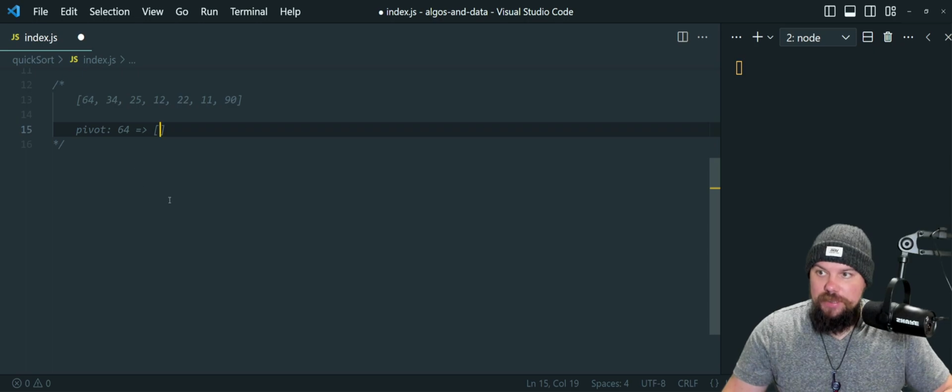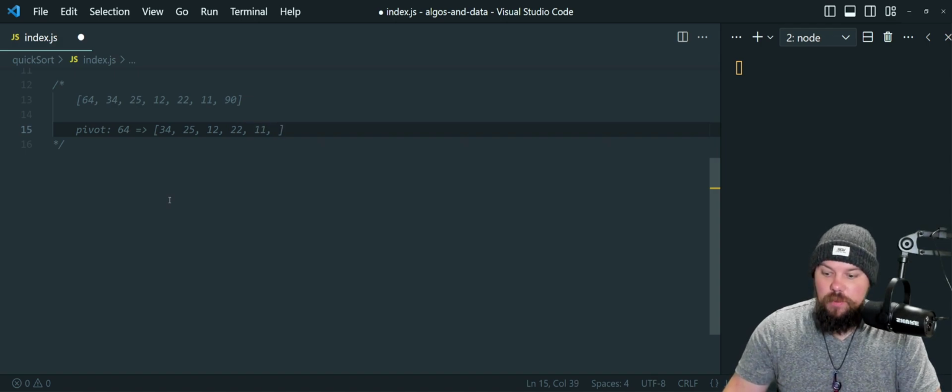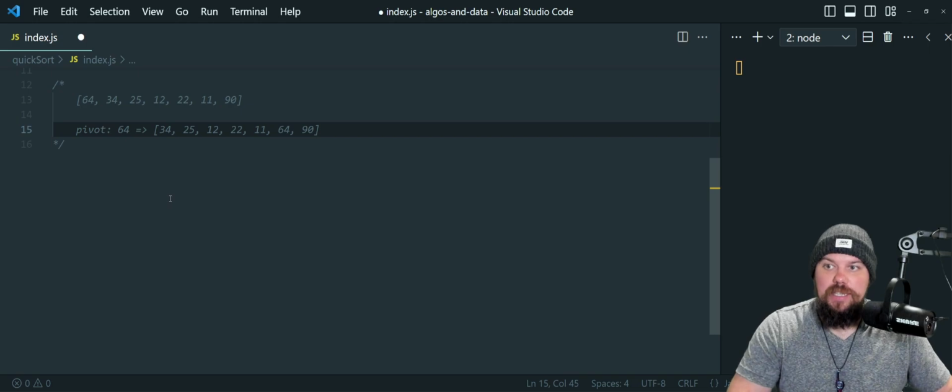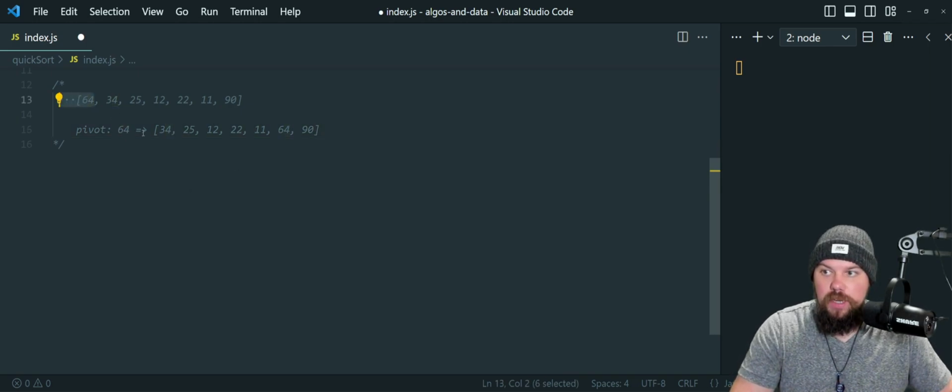Is 34 less than 64? It is. Is 25 less? Yes, it is. Is 12 less? Yes, it is. Is 22 less? Yes, it is. Is 11 less? Yes, it is. Then we have 64 and 90 because 90 stayed where it was. So on our first iteration, our pivot is 64. We compare that. We move all things smaller to the left, leave all things taller to the right.